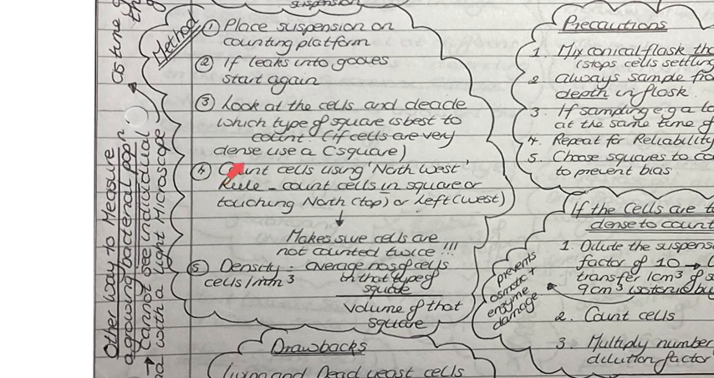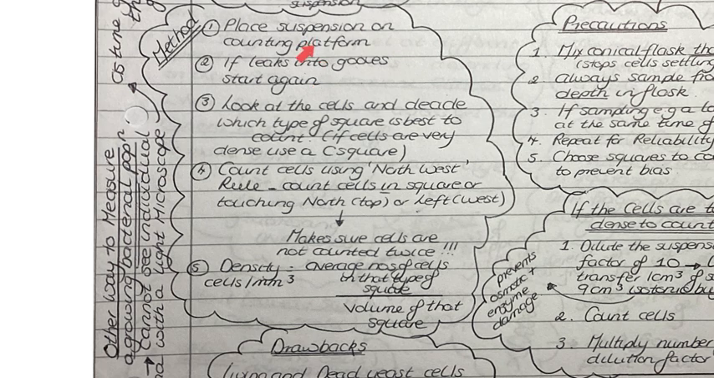So what is the method? What you do is you place some of the suspension on a counting platform and you put on the cover slip. Now if any of that solution leaks into the grooves, you need to start again. So you just clean it, dry it, and then you start again.